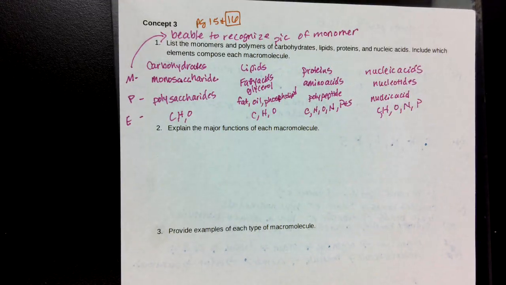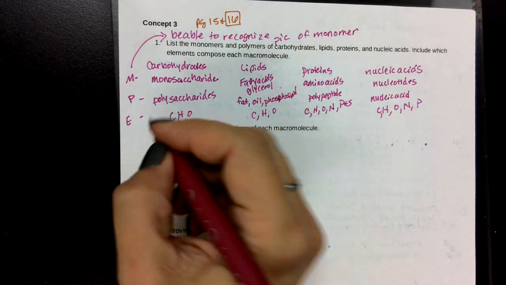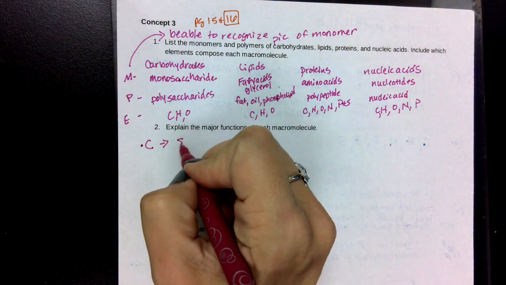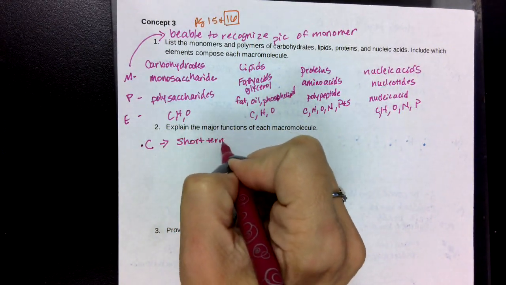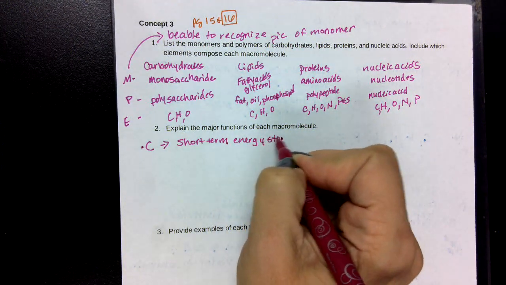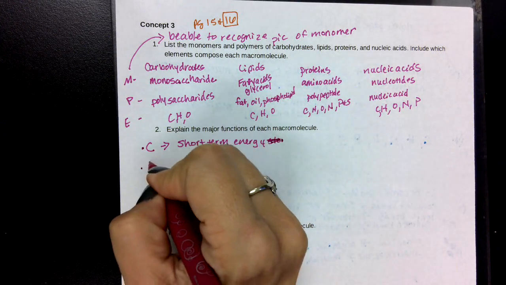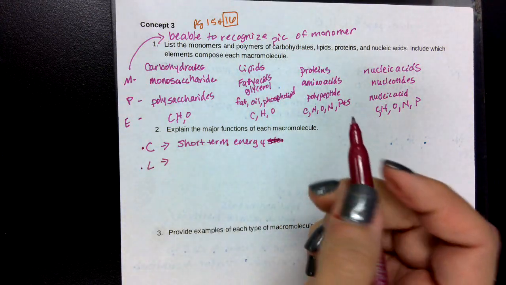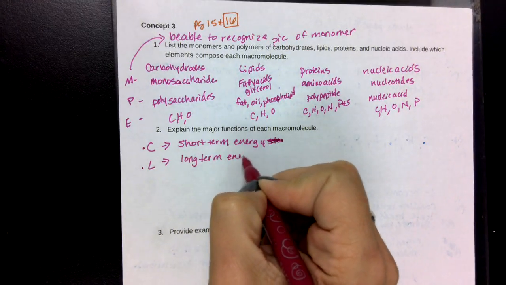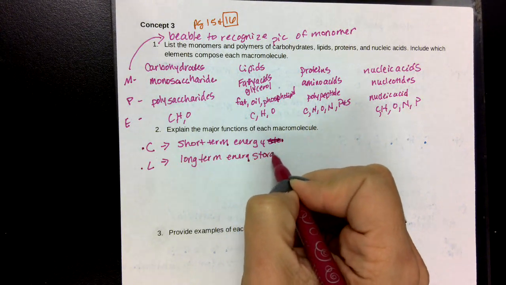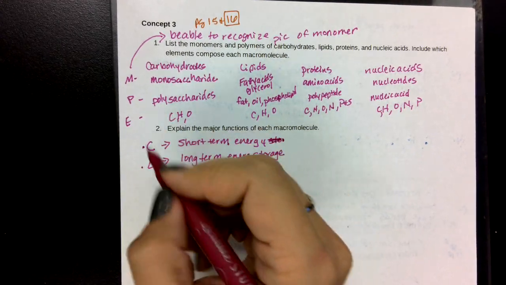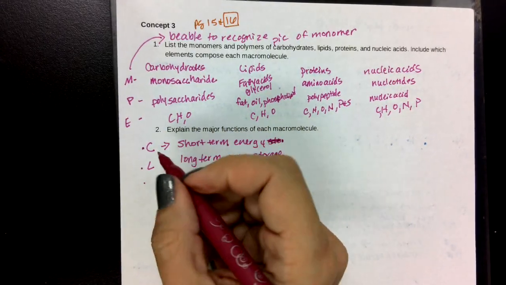So then it said explain the major functions of each. So I'm going to put a C for carbohydrates. They are short-term energy. We're not storing. All right, lipids. Put an L for lipids. Long-term energy storage. So carbohydrates is for immediate use. Lipids, it's for storing energy for later.